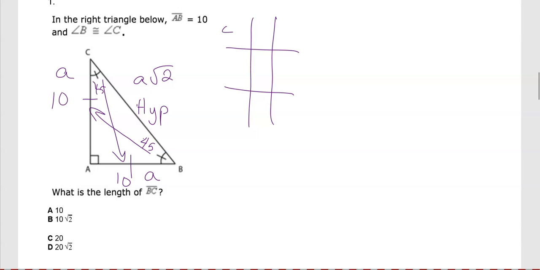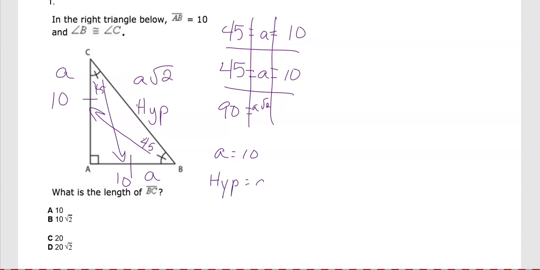Angles first. 45, 45, 90, and that's going to equal a, a, a square root 2. All right, so our side lengths are a, and they are both equal to 10. And if we're just going to plug 10 in for a, because a equals 10, and the hypotenuse is a square root of 2. So I'm going to plug 10 in for a.